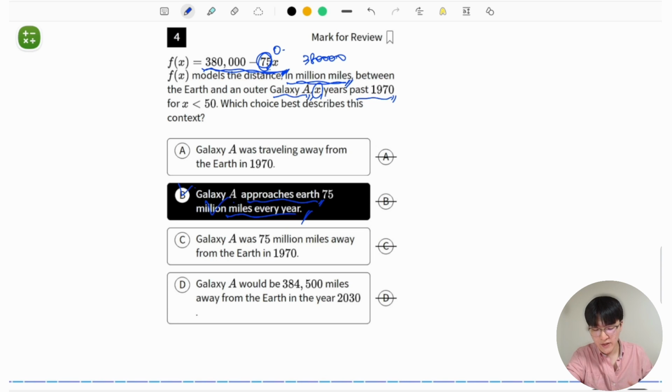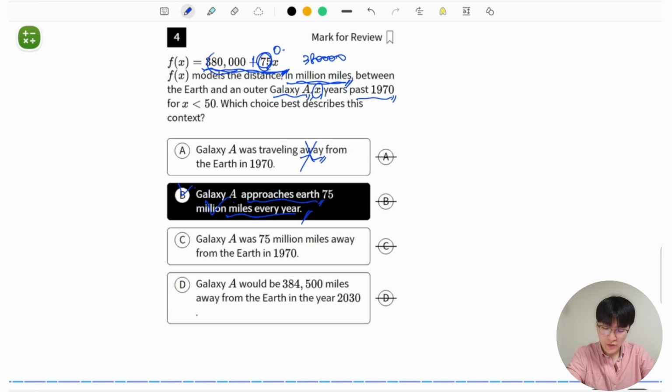Now let's look at answer choice A. Galaxy A was traveling away from the Earth in 1970. If it was away, then this value had to be plus. This distance has to increase. So that is incorrect. Answer choice C, Galaxy A was 75 million miles away from the Earth in 1970.